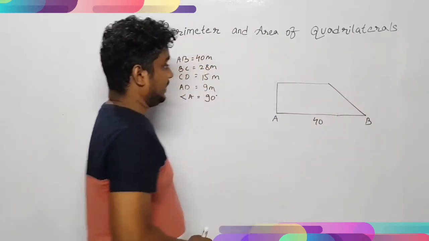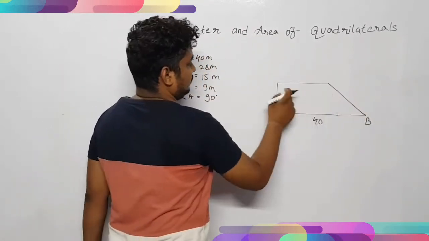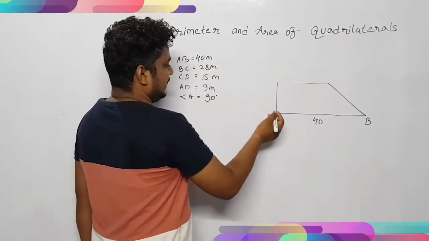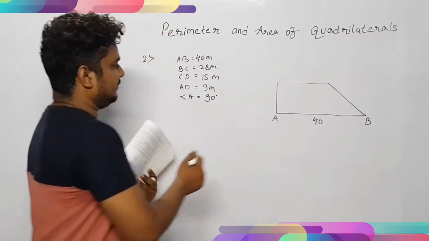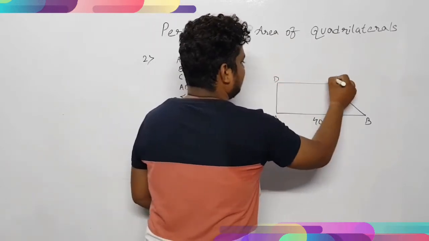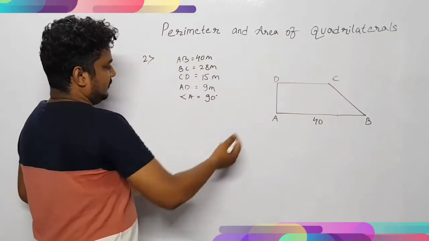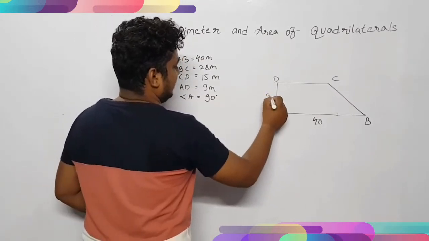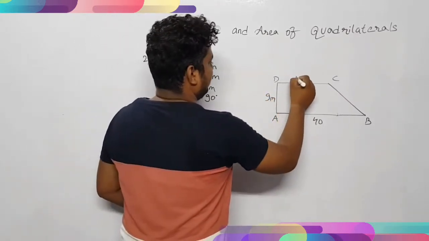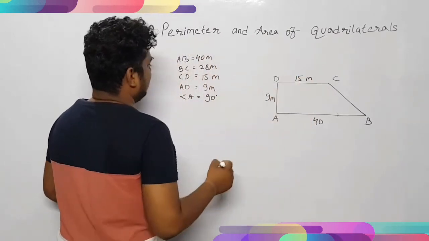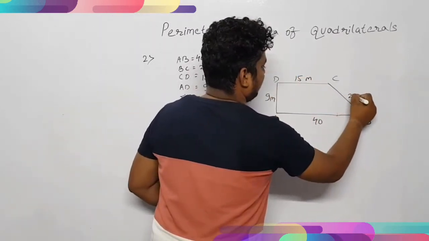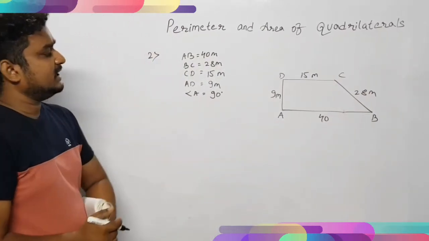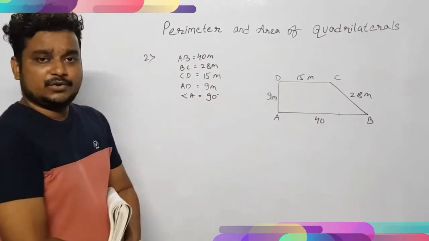So this particular type of figure, where these two sides are not parallel, is not a standard figure. So the thing is how to calculate in this figure. So this is D and this is C. And once more, what are the data given over here? This is 9 meter, this is 15 meter, and this is 28 meter. Clear with this? So these are the things which are given in this question.